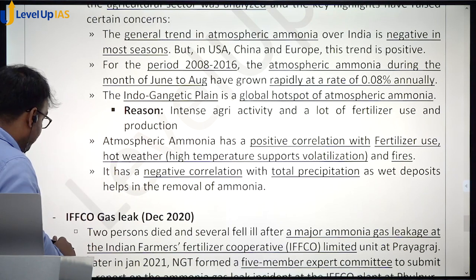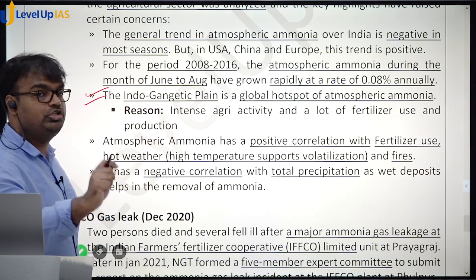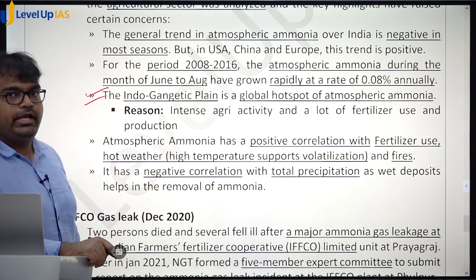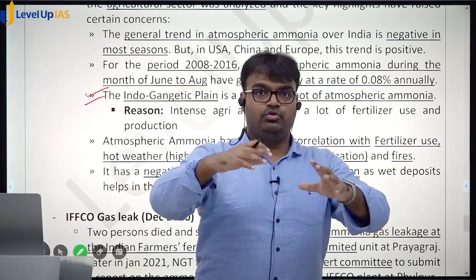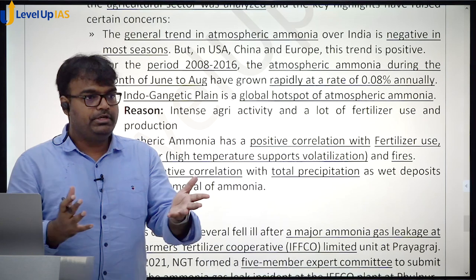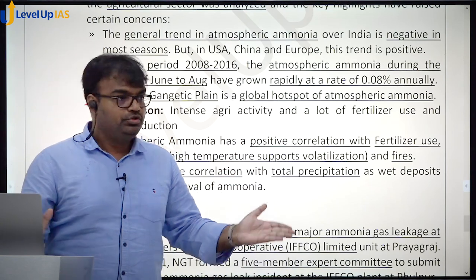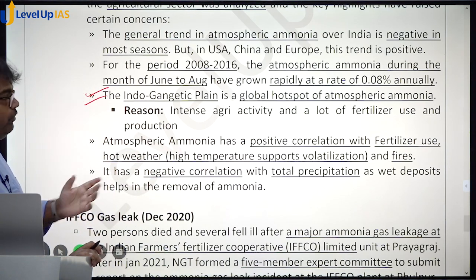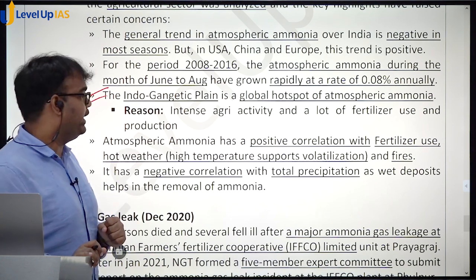Then they say that the Indo-Gangetic Plain is one of the hotspots for atmospheric ammonia. Indo-Gangetic Plains, Indus, Ganga or unke beech ka. So Punjab, Haryana, all those things would also come here. Western Uttar Pradesh would be coming there. These are the regions which use a lot of fertilizers. So they are one of the hotspots for atmospheric ammonia. Why? Because they have intense agri activities and they use a lot of fertilizers.